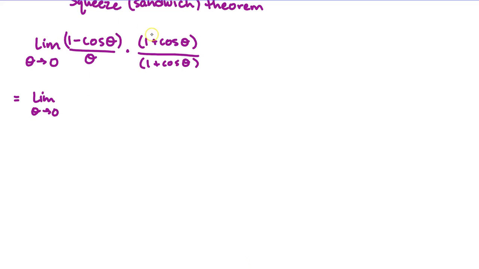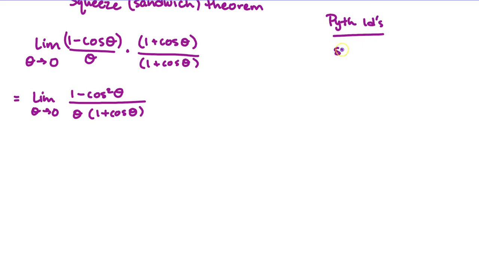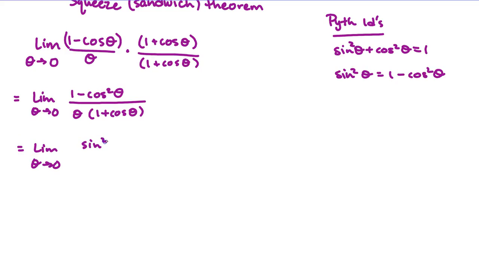So if we multiply these numerators together using the FOIL method, we get 1 minus cosine squared theta. The insides and outsides cancel. And I'm just going to leave the denominator factored. You've seen me do that in other problems before when I was hoping that something would cancel. Now, I know from my Pythagorean identities that sine squared theta plus cosine squared theta equals 1. So sine squared theta is equal to 1 minus cosine squared theta. So I'm going to do a substitution and rewrite this as the limit as theta goes to 0 of sine squared theta over theta times 1 plus cosine theta.